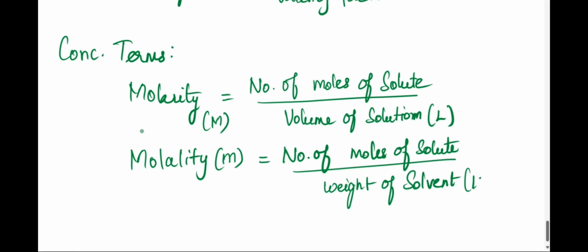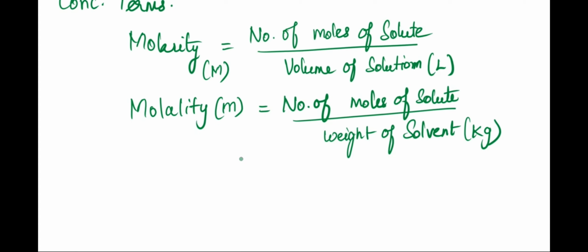Weight of solvent, which is in kilogram. If you are taking it in grams, then you have to multiply it by 1000. Then another important term, why I told about the equivalent weight, is normality. Normality is represented by capital N. Don't confuse normality with the number of moles. Number of moles is small n, normality is capital N.